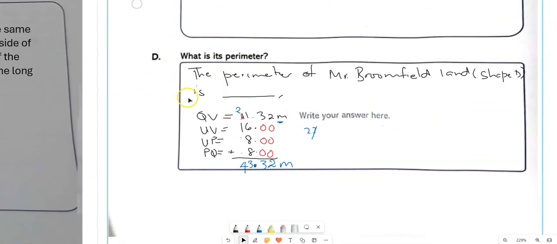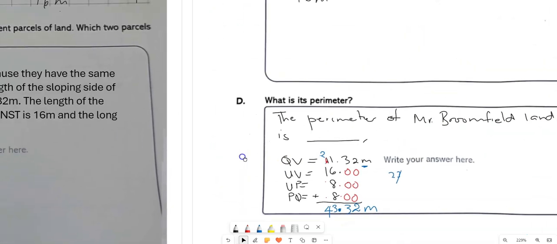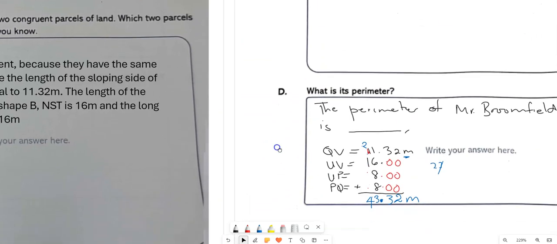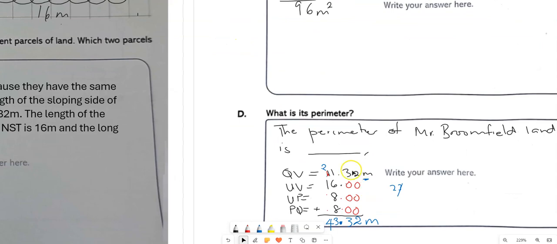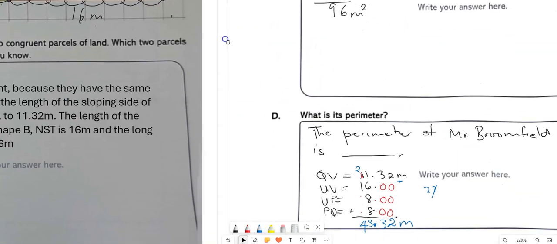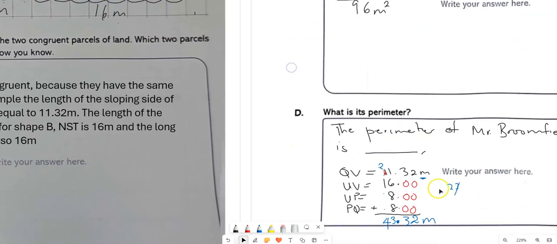The last section here for this part, D, what is the perimeter? The perimeter of Mr. Broomfield's land, again shape D, is, and I'm going to look at the length of each side. So I have QV, that we had gotten as 11.32. So see our 11.32 meters there. And then UV, or VU, that would have been 16. So we have our 16 there, have our two placeholders there.